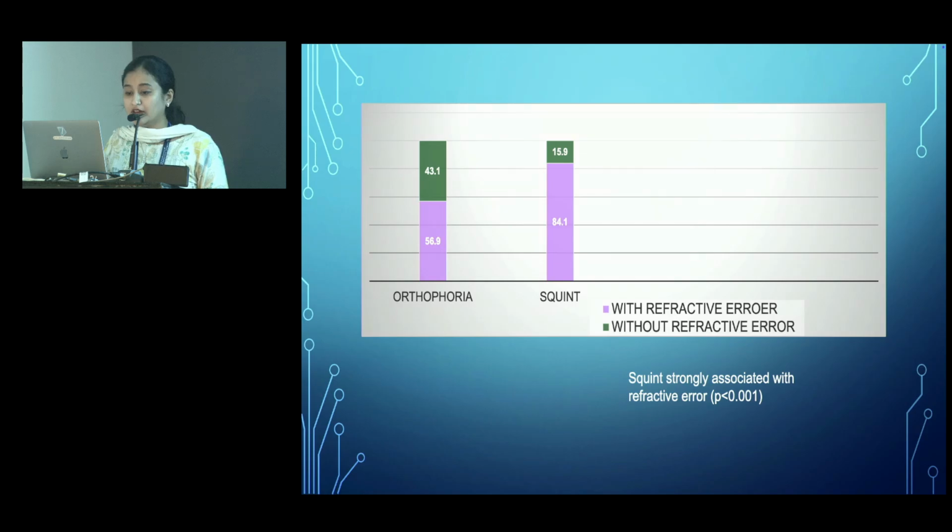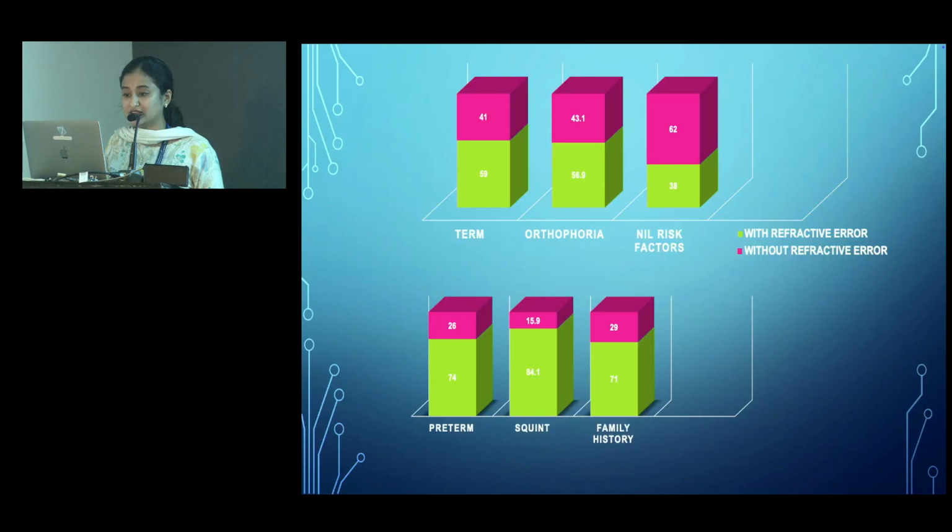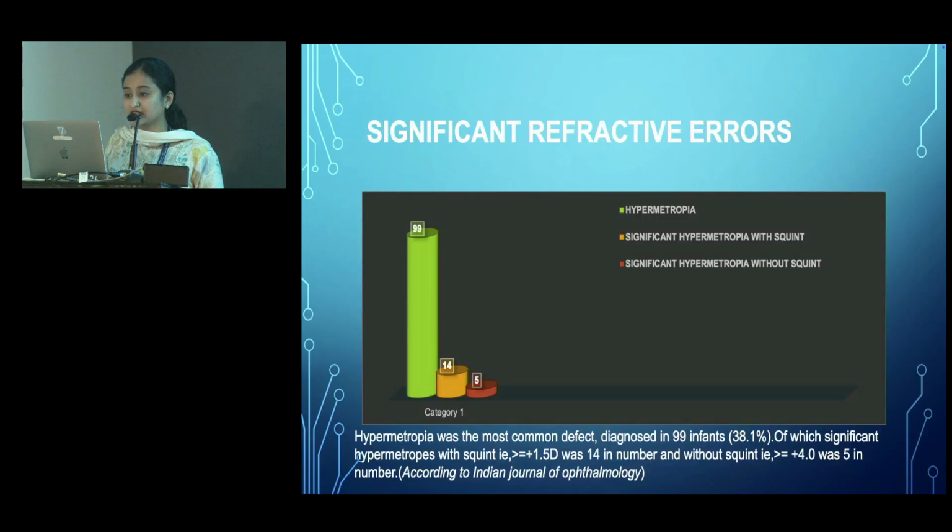And among orthophoric babies, 56.9% had refractive error, and among squint babies, 84.1% had refractive error. Overall, the preterm infants and infants with squint and with family history showed a higher proportion in developing refractive error, but also term babies, orthophoric babies, and infants with no risk factors also showed a higher prevalence in developing refractive error.